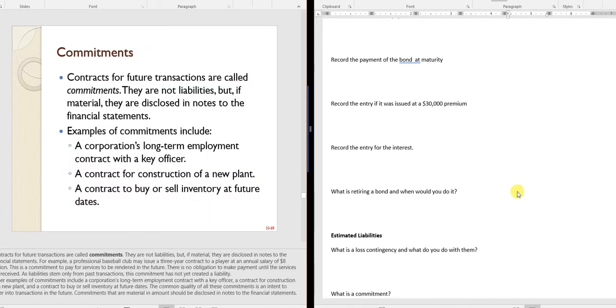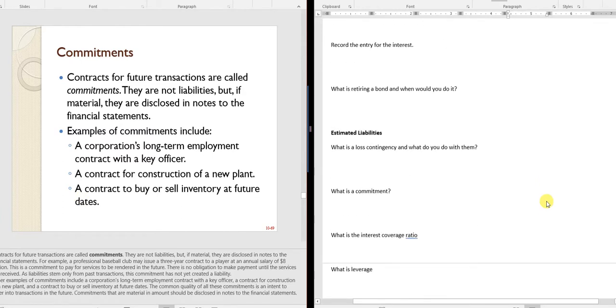Commitments have to be disclosed in the notes. Let me give you an example of a commitment. Let's say I have signed a long-term agreement to buy a certain amount of steel from U.S. Steel because I'm a car manufacturer, and I have agreed to do that. But I haven't yet taken possession of that steel, so I don't have an accounts payable yet. So what do I do with that commitment? I disclose it in the financial statements.